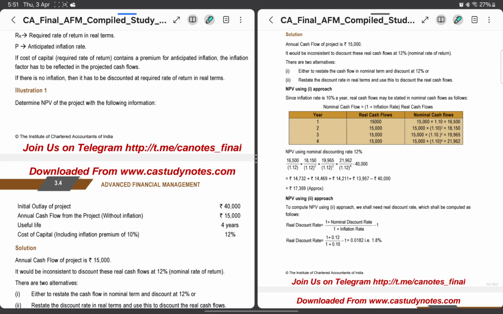Going back to Inter, in Inter we studied this NPV concept, net present value, wherein we check the feasibility of a project, whether to accept or reject it. If the NPV is positive, then we can accept the project. If the NPV is negative, then we should not accept the project.